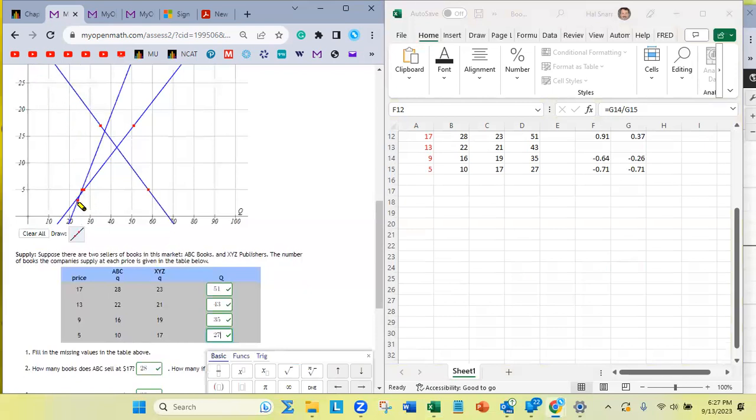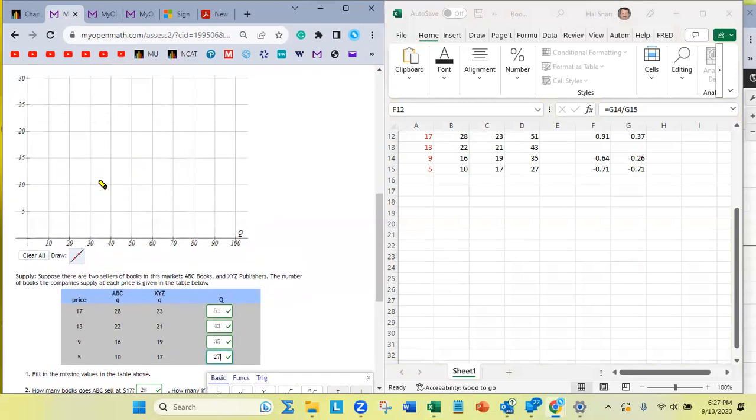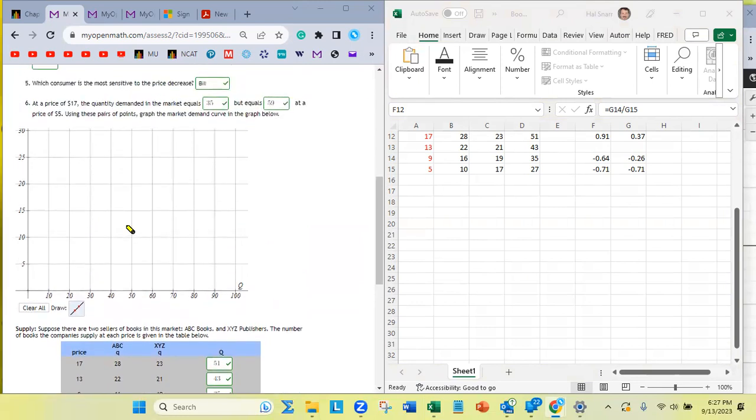Whoops. Oh, man. I got to clear. I just made a mistake. I got to redo the demand curve. So the demand curve, you got to be really careful. I put a third graph on there. The demand curve, 17 and 35. So 17 and 35, right about here.